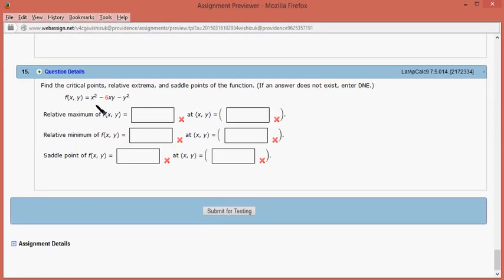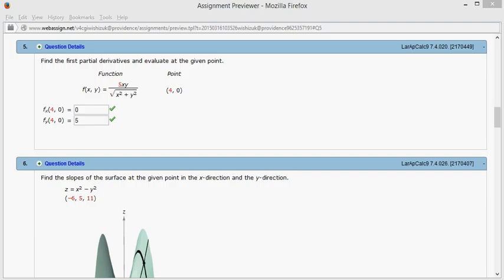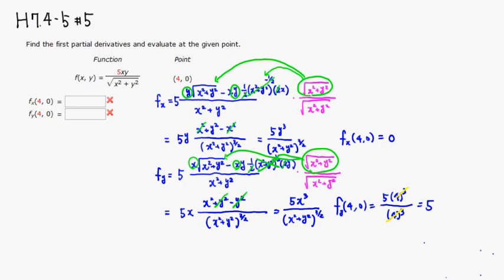Let's submit for testing. I came back and it looks like we got this one correct. That's it. I hope that this was clear.